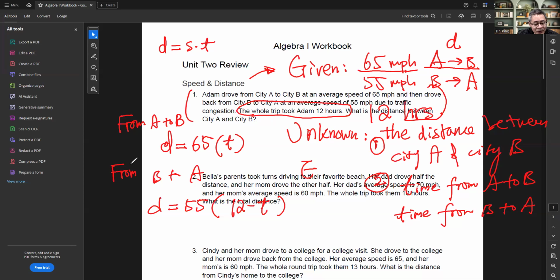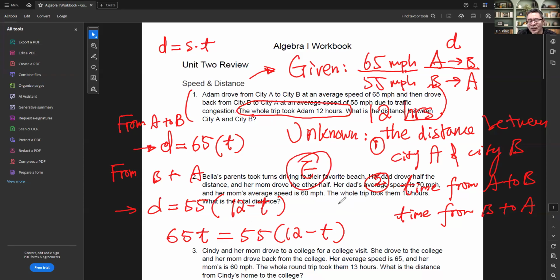So therefore, now we can set the equation because this distance and that distance are the same. So we get 65t equals 55 times (12 minus t). So that's the E part. We now set up the equation. If we can solve the equation, we'll find the time from A to B. Now, if we know the time from A to B, then we can solve for the distance because that's what's being asked. Okay, so let's see how we do that.